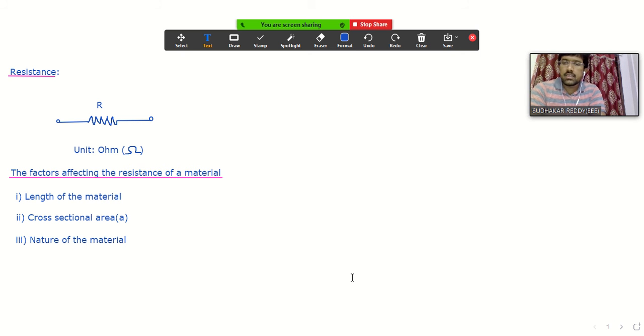Because of its internal structure, that is the reason why. So the resistance of a particular conductor material also depends on the nature of the material. So clear. This is the third factor, and the fourth factor is very, very important. That is temperature. The fourth factor which is affecting the resistance of a particular material is temperature.